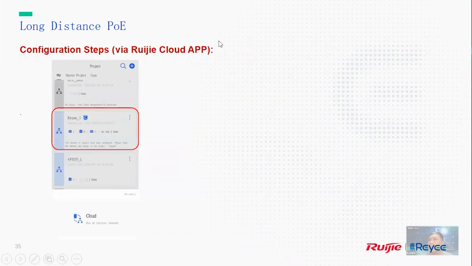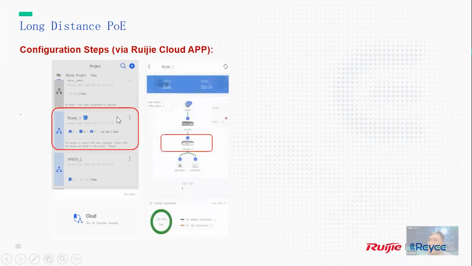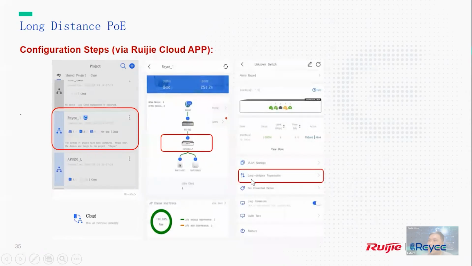So how are we going to configure long distance PoE for our Reyee switches? This is the mobile view, how we configure it. Log into your Ruijie Cloud application, select your profile. Next, choose your switches, and then go for the long distance transmission.